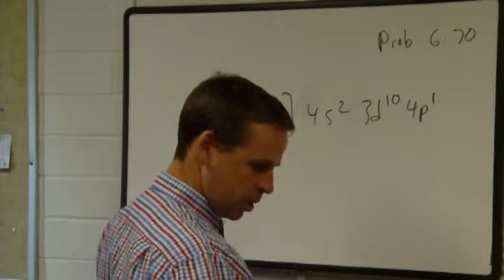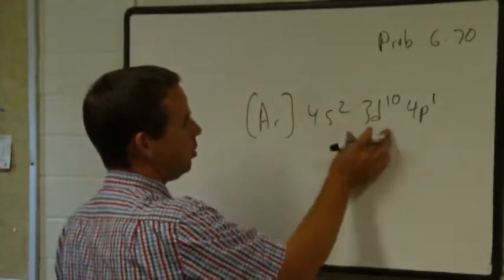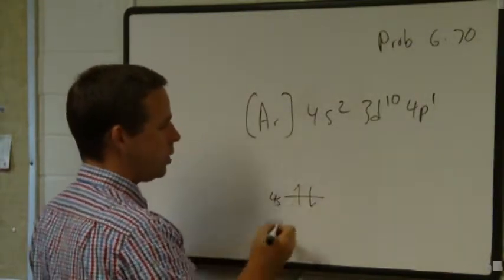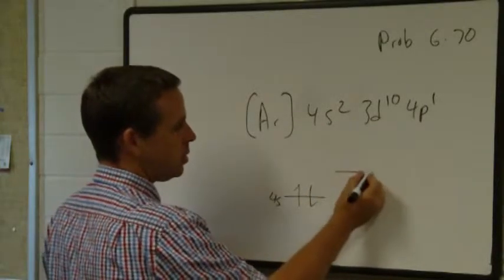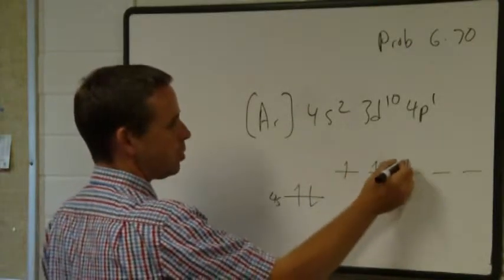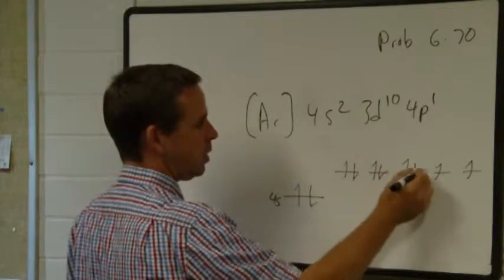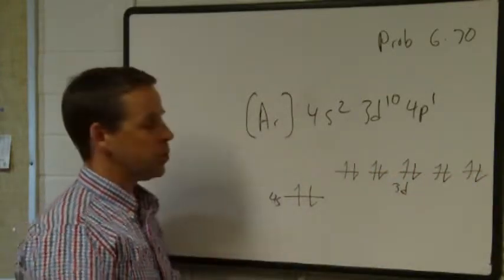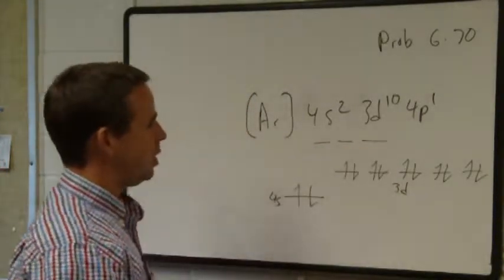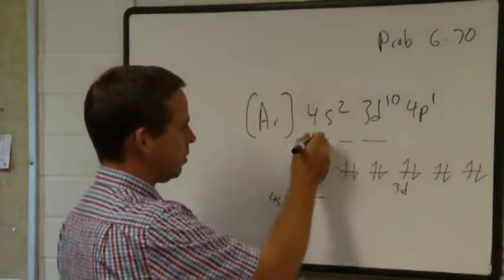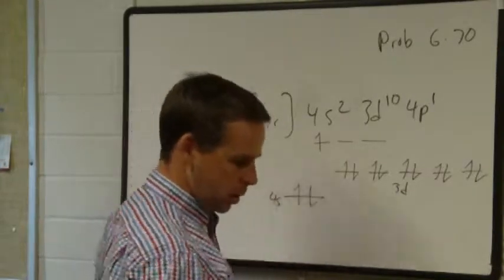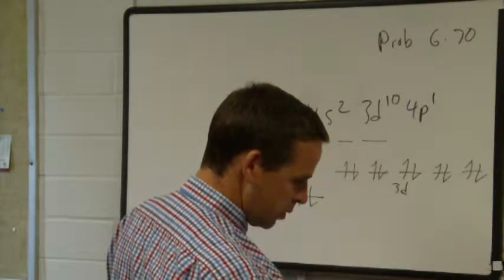Indicate how many unpaired electrons gallium has. So this 4s2, you can imagine the 4s orbital, and it's going to have 2 electrons in it. The 3d10, now the d orbitals, there are 5 of them. So if this is my 3d, and I begin to fill them up, 1, 2, 3, 4, 5, 6, 7, 8, 9, 10. They're all filled up, so none of those are unpaired. The 4p, which is the next one here, has only 1 electron in it. So what was the question? Indicate how many unpaired electrons there are. There's 1 unpaired electron.